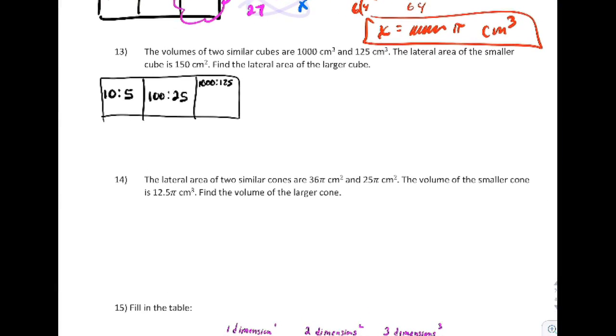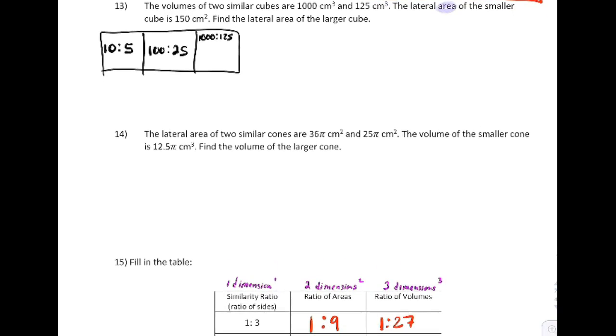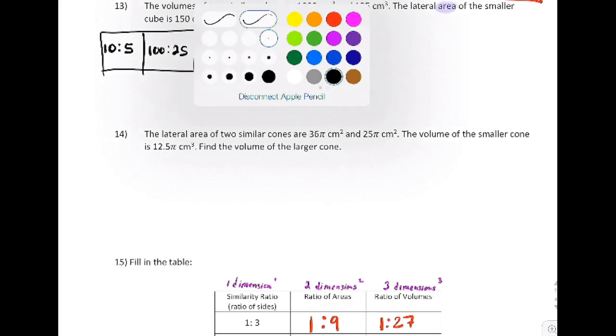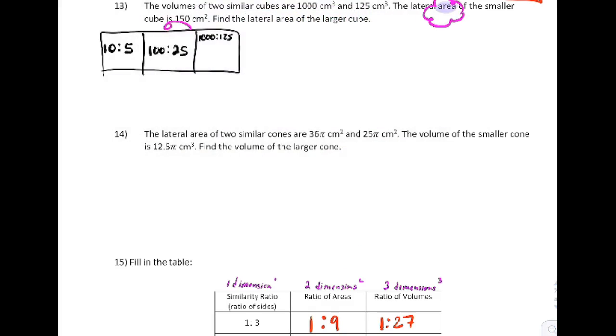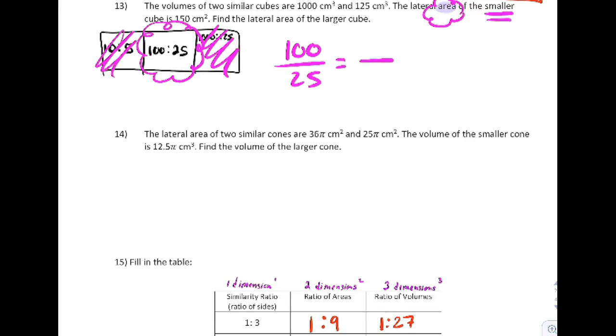And now we have to find what they're really looking for. In this problem, it wants us to deal with the area. The area. So the only one I care about now is the area. Nothing else matters to me now. So it's 100 over 25 equals, and it says the smaller one is 150. So the 150 goes on the bottom with 125. Or just 25, and the x goes on the top.